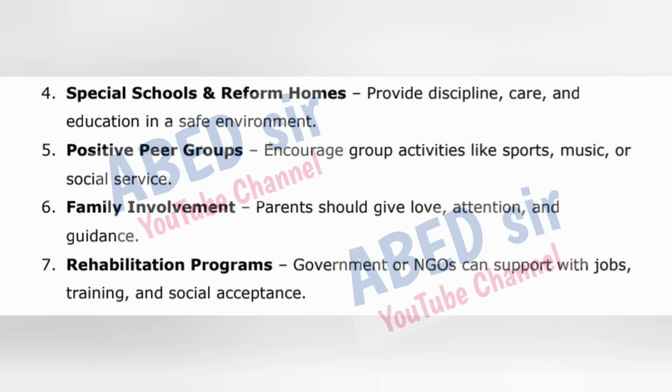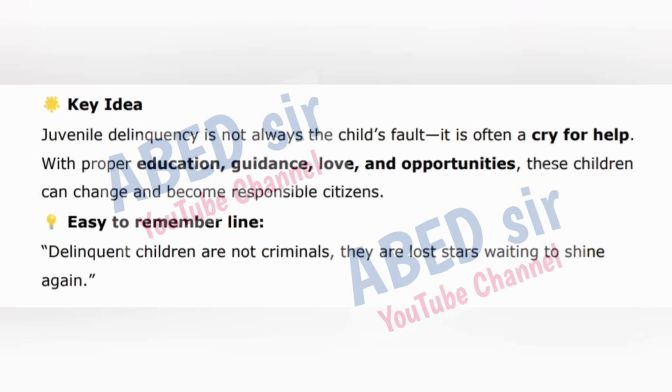6. Family involvement, parents should give love, attention, and guidance. 7. Rehabilitation programs, government or NGOs can support with jobs, training, and social acceptance. Key idea. Juvenile delinquency is not always the child's fault, it is often a cry for help. With proper education, guidance, love, and opportunities, these children can change and become responsible citizens.